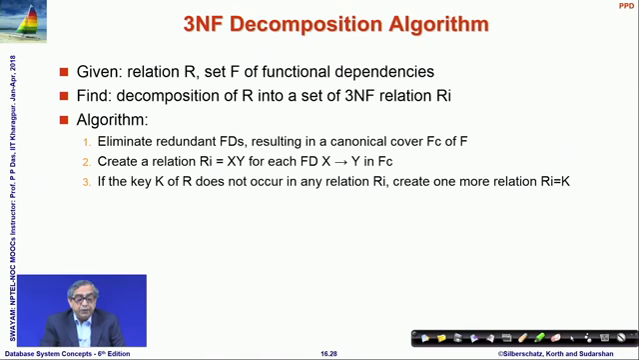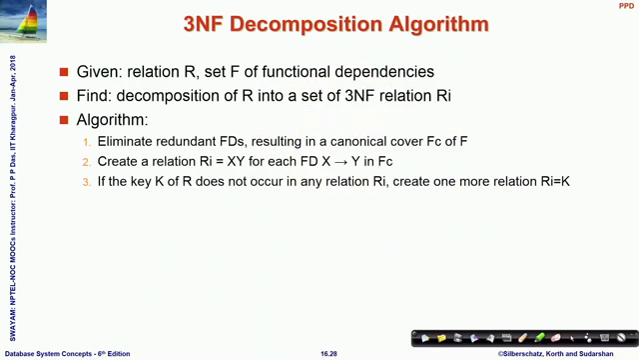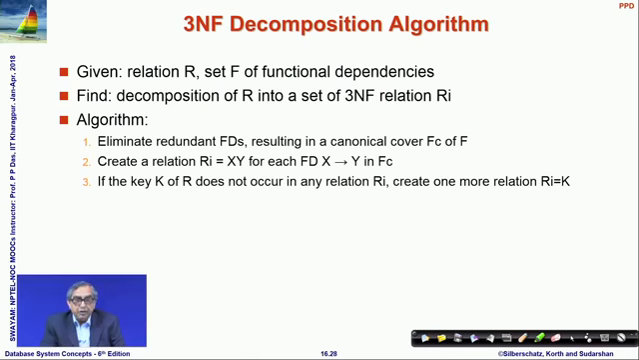Then for every functional dependency X determining Y that exists in the canonical cover, you make a relation, say the ith relation, taking the union of X and Y. So, you call it the relation XY, and you do that for all the functional dependencies in the cover, and after that if you find that the key does not occur in any one of these decomposed relations as generated, then you generate one separate relation to represent the key.